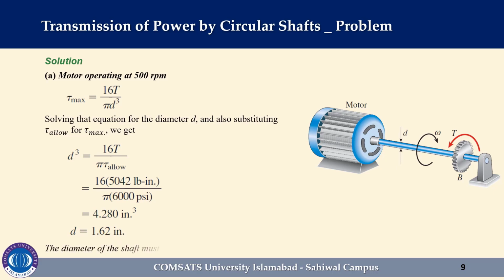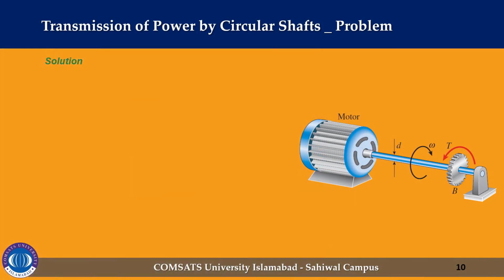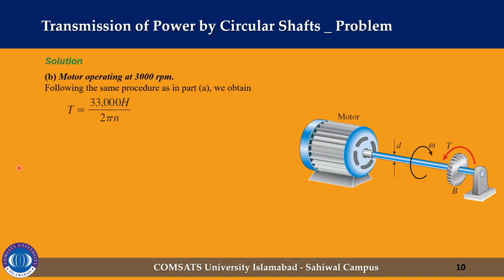The diameter of the shaft must be at least this large if the allowable shear stress is not to be exceeded. In part B of this problem, we have to determine the diameter of the shaft if the motor is operated at 3000 rpm. For this, follow the same procedure as in part A. We can obtain the torque by using the expression T = 33,000 H over 2πn. Here the value of H is 40 and the speed of rotation n is 3000 rpm. And so the torque is 70.03 pound-feet or 840.3 pound-inch.